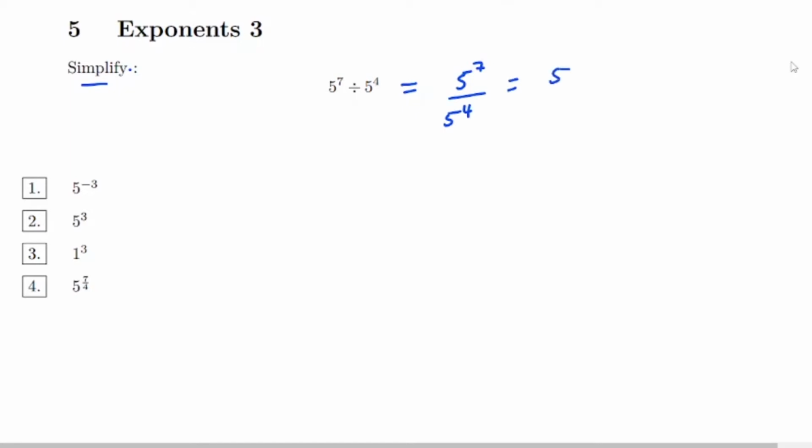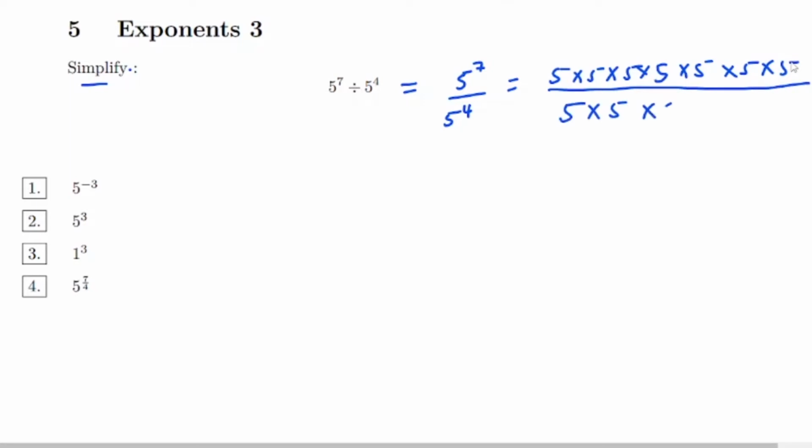And this is equal to 5 times 5 times 5 times 5 times 5. So it's 1, 2, 3, 4, 5 times 5 times 5. And all of this is divided by 5 times 5 times 5 times 5. So this 5 cancels that 5, this 5 cancels that 5, this 5 cancels that 5, this 5 cancels that 5. And all we have left is 5 times 5 times 5 divided by 1. But this is just 5 to the power 3.